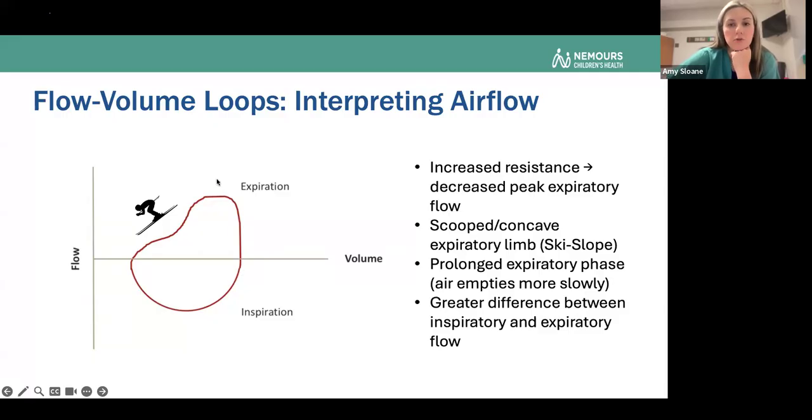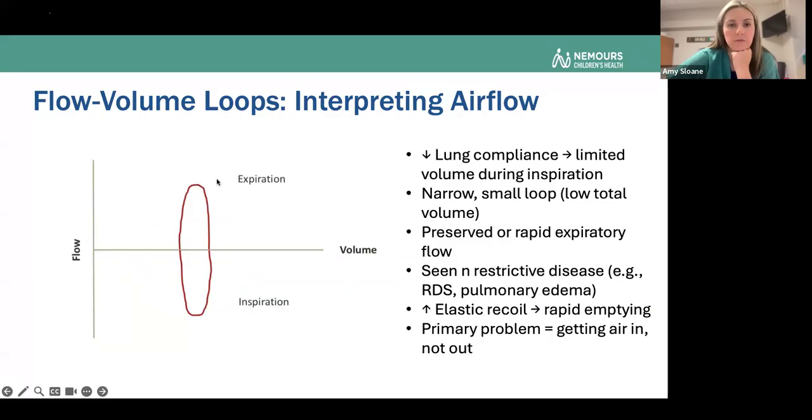In contrast to your obstructive patterns like BPD, restrictive lung disease is characterized by reduced lung compliance, so less air is able to enter the lungs during inspiration overall. This results in a smaller, narrower loop, reflecting reduced lung volumes. Here, the air is actually expelled relatively quickly, so the expiratory limb remains smooth without the scooped out or ski slope appearance. And the key issue isn't airflow limitation, it's the inability to get sufficient volume into the lungs in the first place, which is why the inspiratory limb also looks very thin.